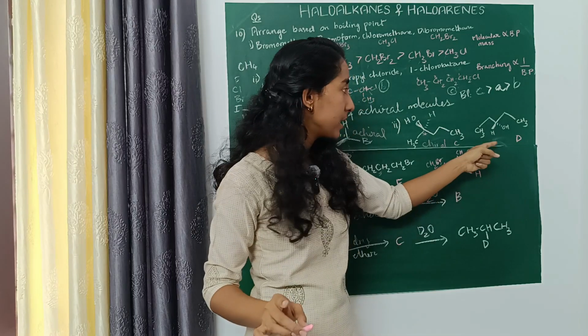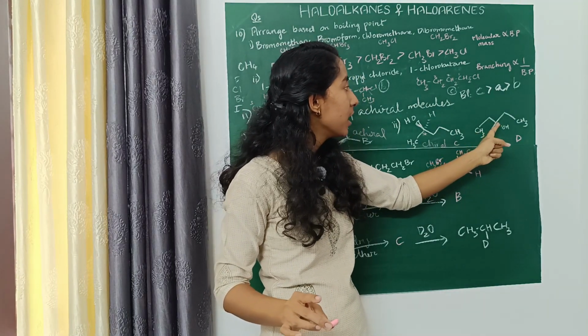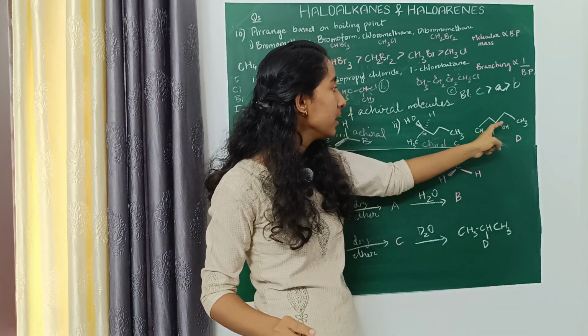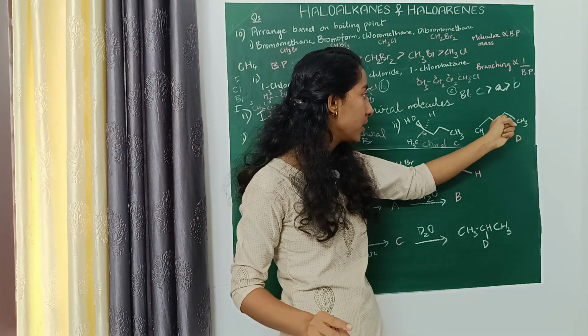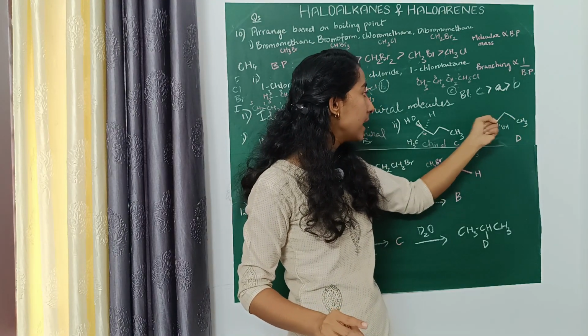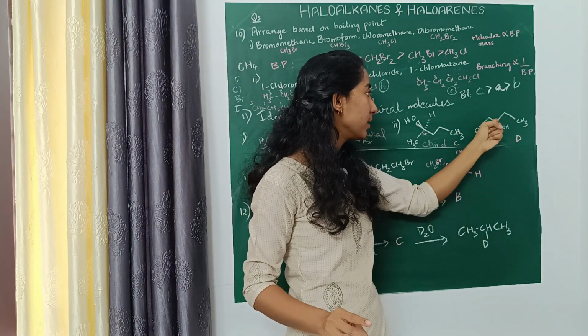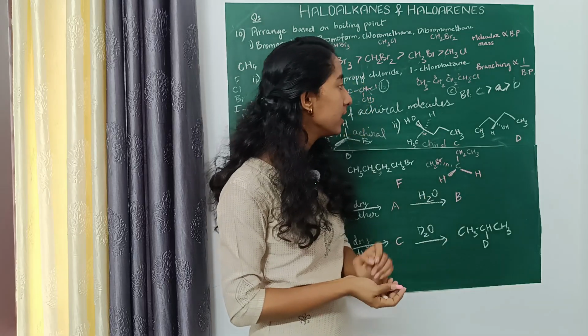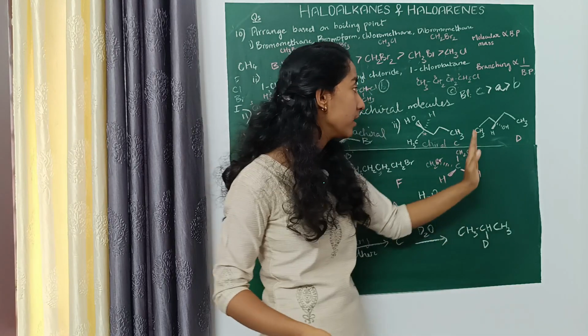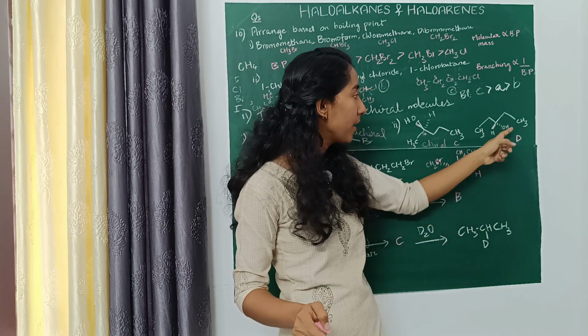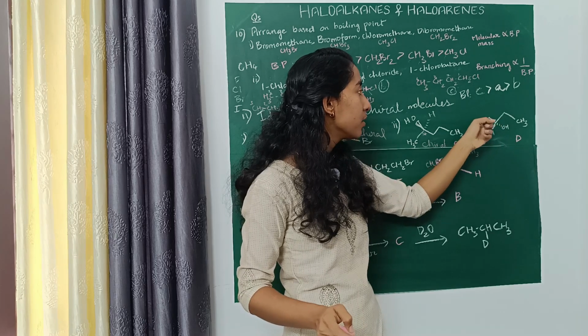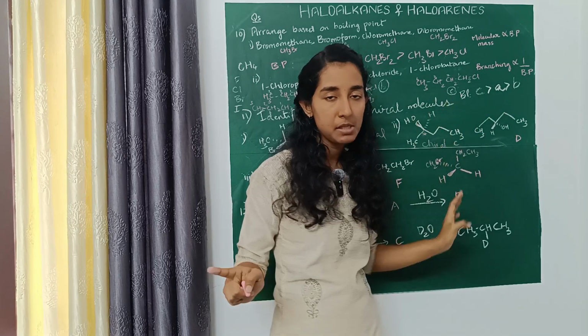Then look at this question. Here you have hydrogen, OH, and this group is identical and this group is also identical, right? So you can consider a plane. So it is not an asymmetric center. Here you have hydrogen, OH, then this group and this group are identical. So it is not an asymmetric center.